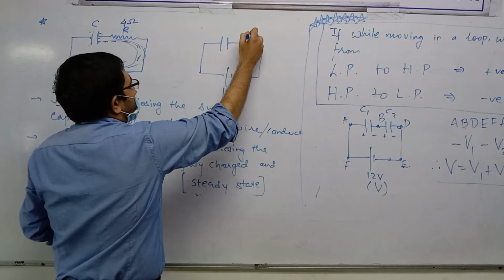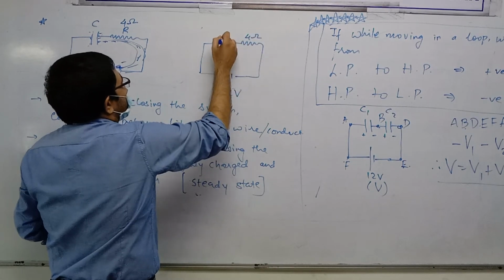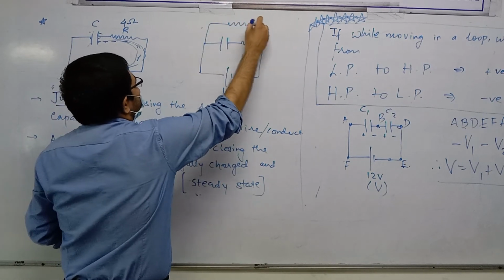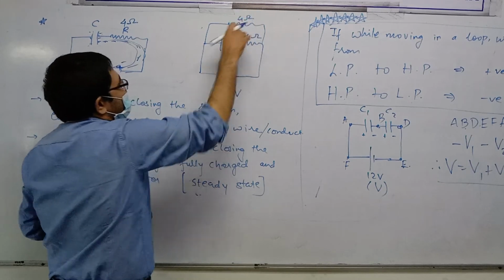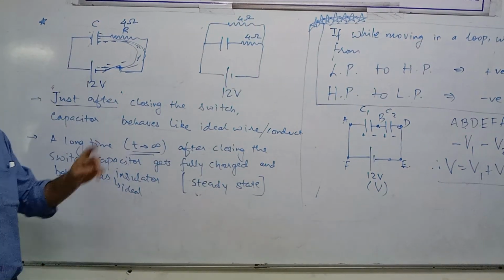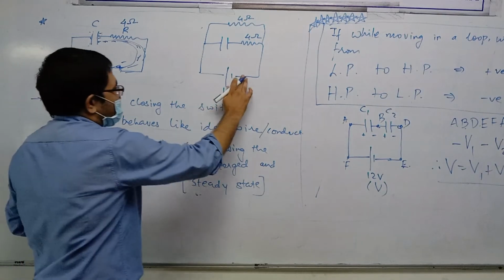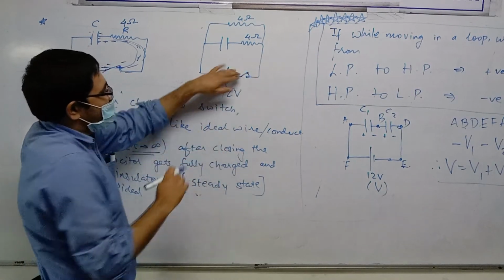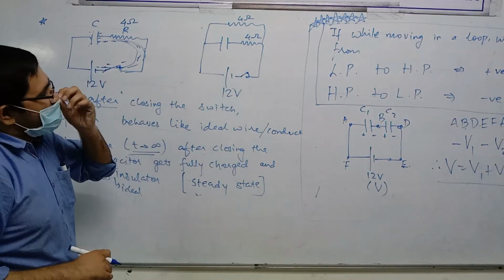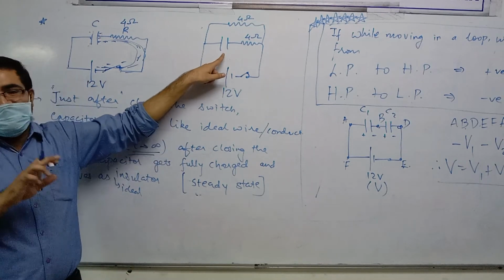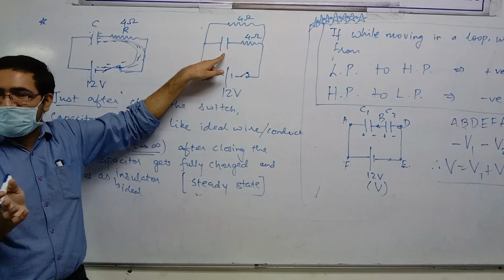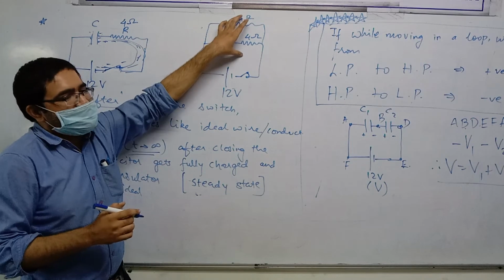Okay. And this is again 4 ohm. And this is another wire, 4 ohm. Another resistor. So at the start, when you just press the switch, just close it, what will happen? This capacitor behaves as an ideal wire. It will allow current to flow. Current can flow.